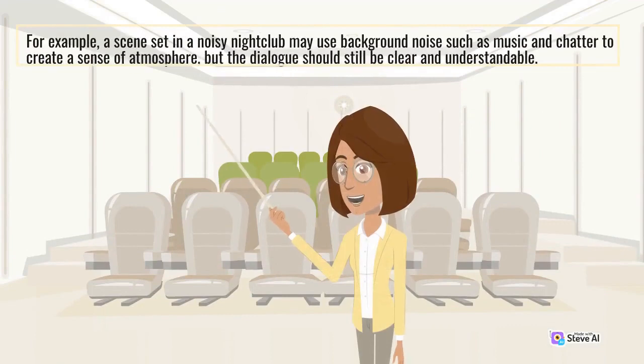For example, a scene set in a noisy nightclub may use background noise such as music and chatter to create a sense of atmosphere, but the dialogue should still be clear and understandable.